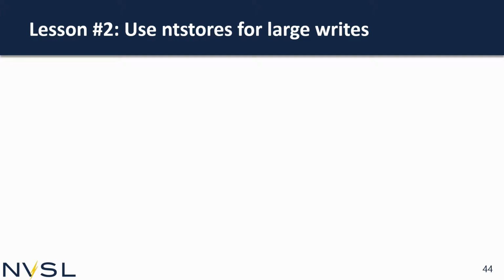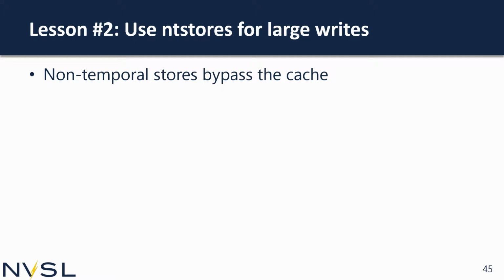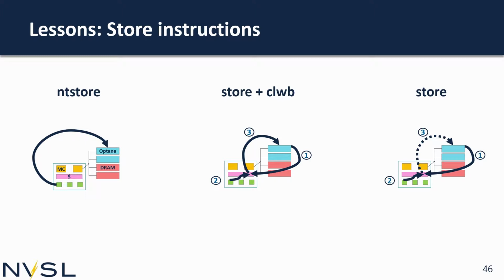Lesson number 2 is use non-temporal stores for large writes. And just briefly, if you don't know what a non-temporal store is, non-temporal stores bypass the cache. They don't pull a line into the cache, they just go directly to memory. So here's a bunch of ways that you can write to a persistent Optane DIMM. You can use an NT store, which just goes directly from the CPU up into Optane. Another option is a store plus the CLWB, or a CL write back, which is going to clean the cache line back into Optane. What this is going to do is pull the line out of Optane into your cache. Secondly, you're going to write to the line, and 3, it's going to be written back. This is the CLWB. So 1 and 2 are the store, and 3 is the CLWB.